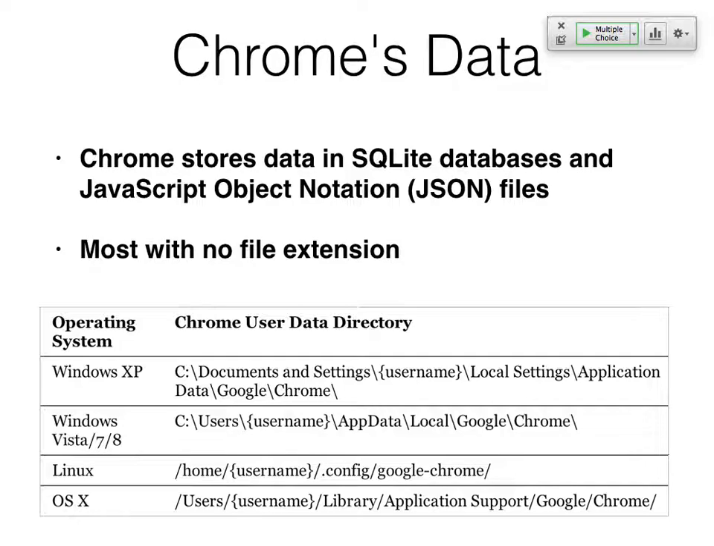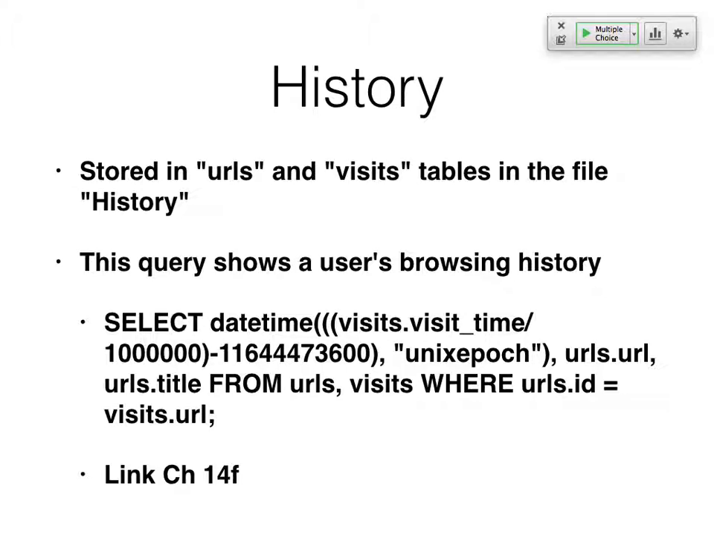Anyway, it stores these things in SQLite databases and JSON files with no file extension, and here's where it puts them. C:\Users\username\AppData\Local\Google\Chrome, and on Linux it puts them here, and on OS X it puts them there. All similar locations. And so the history is stored in the urls and visits tables in the file History, which is a database.